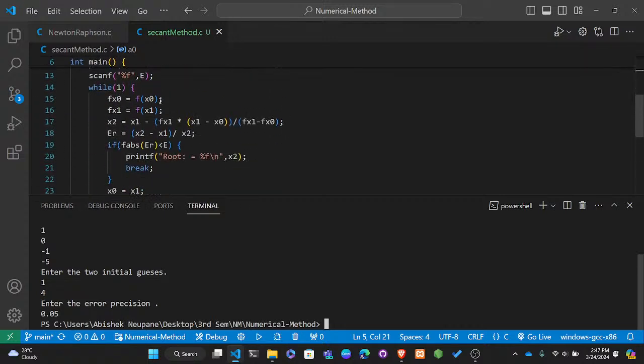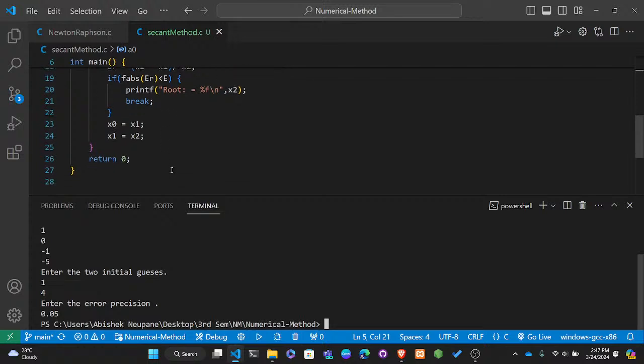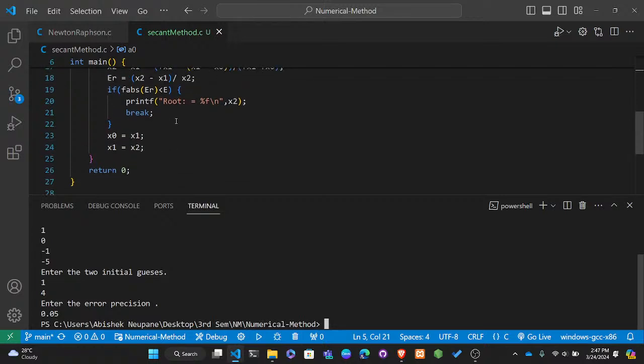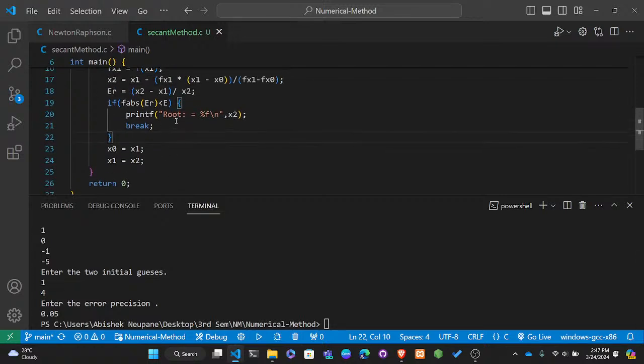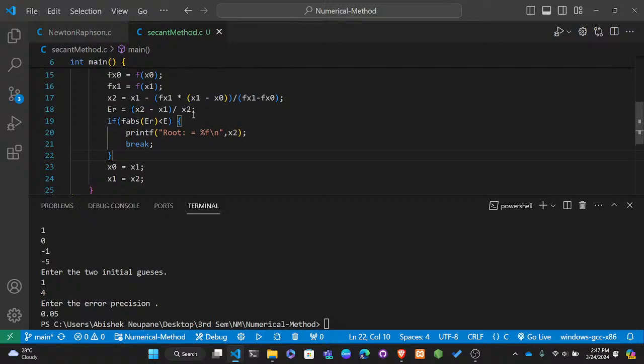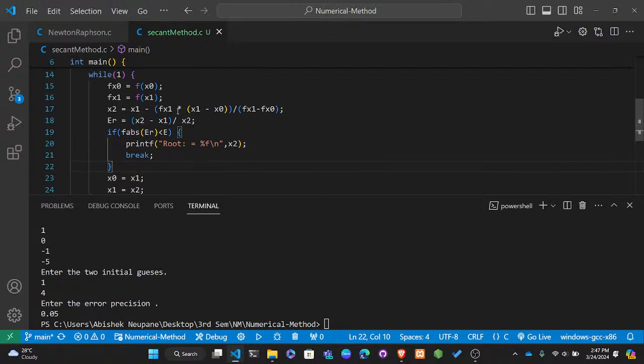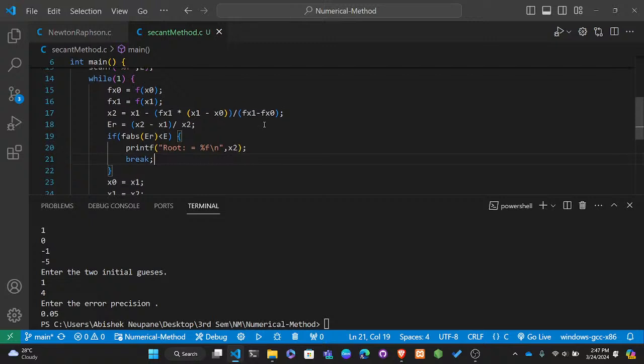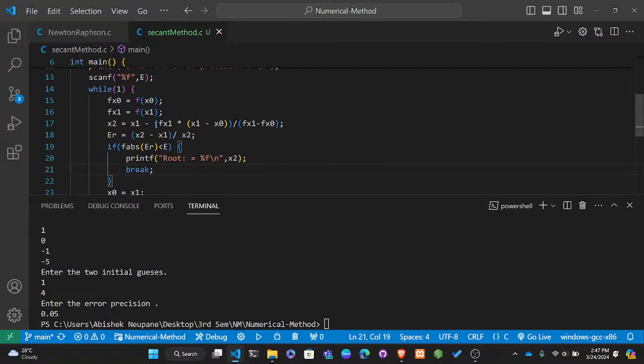Int math, sorry, it should work on int math. Okay, x1 is x2. The function is stored in x2. Okay, fabs of error is less than e. Okay, x2 minus x1. Okay, x1 minus function of x1 multiplied by x1 minus x0 over fx1 minus fx0. Okay, that's great. So here also let's put one bracket and here.